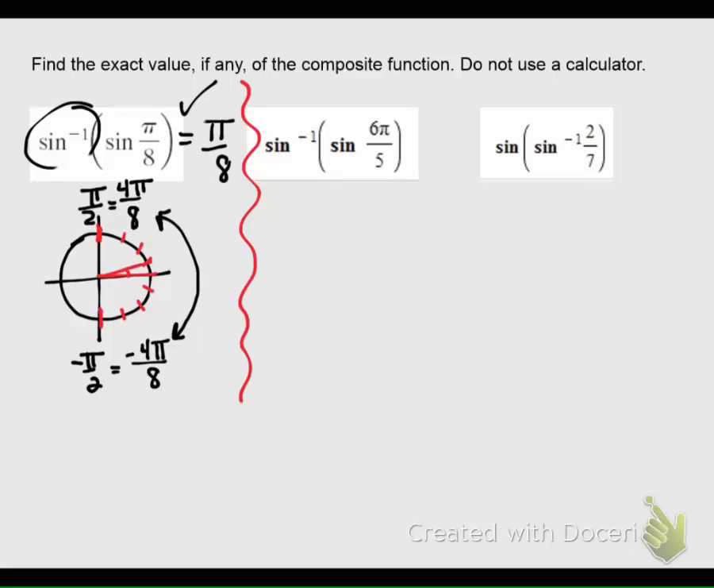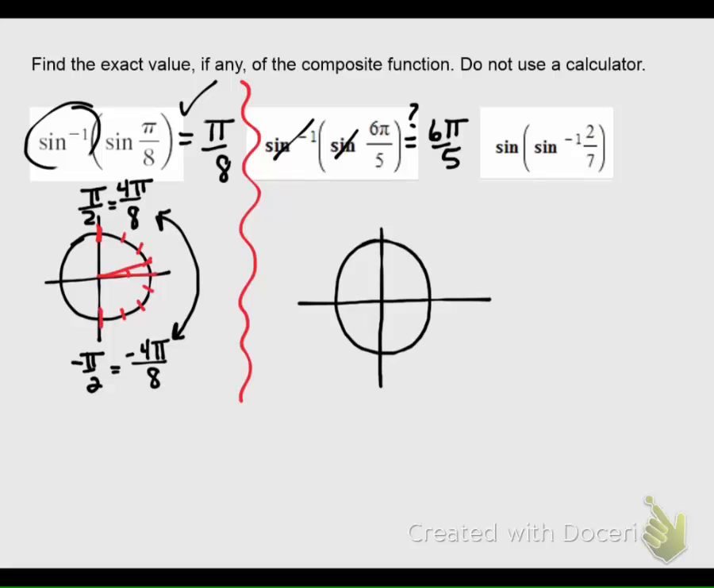Okay, next one. Again, we're wondering, can the inverse and the sine cancel out? And the answer just be 6 pi over 5. We don't know yet. That's what we're wondering. So we set it up the same way. Sine inverse has to be between negative pi over 2 and pi over 2. And I knew to pick that for the restrictions because it's always restrictions on the outer function. So restrictions on the sine inverse.